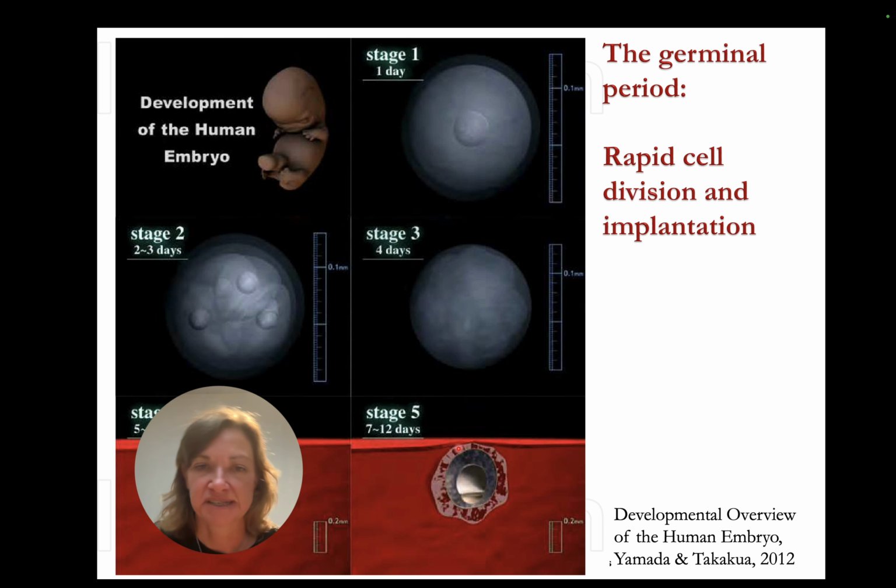And finally here, somewhere between days 7 to 12, the embryo is implanted in the uterine wall. And so we've got fertilization, rapid cell division cycles, and ultimately implantation, all in the germinal period. I should say that these stages are named stages called Carnegie stages. That's not too important, but the days are important for you to know.